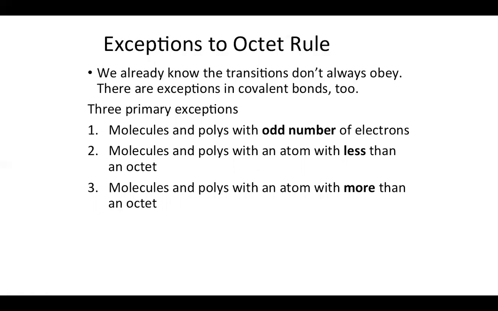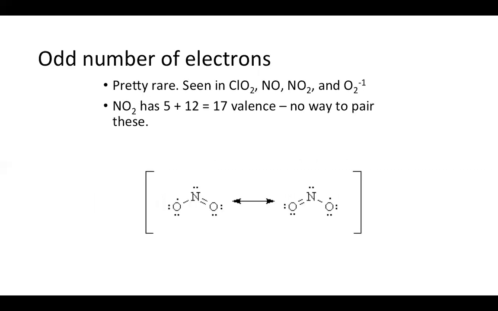okay? And then you could also have molecules or ions that have an atom with less than an octet, or you could have some instances where one of the atoms has more electrons around it, so that way it is overshooting the octet, so it has more than what the octet says it should have. All right, so again here, one of the exceptions could be an odd number of electrons.